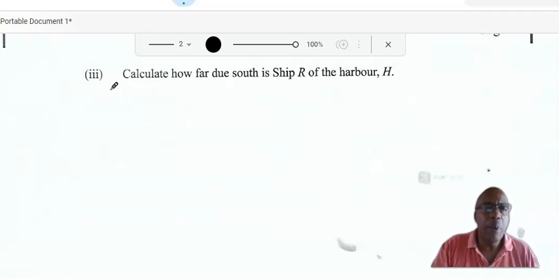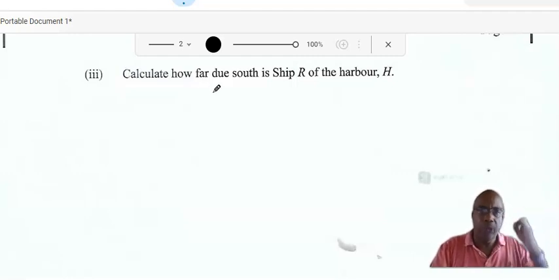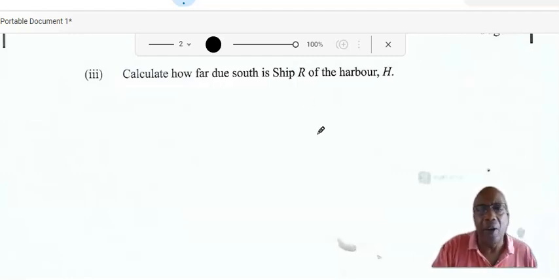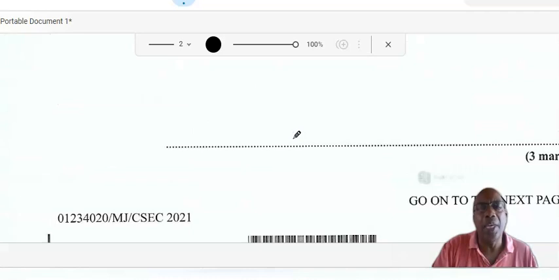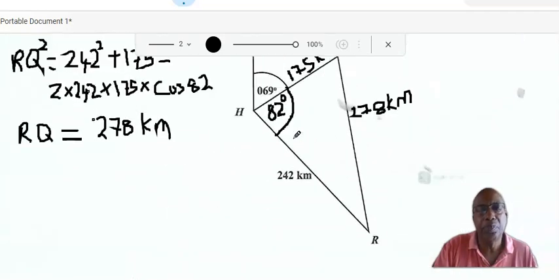So we move on to part 3, which states that we have to calculate how far due south is ship R of the harbor H. How far due south is ship R of the harbor H. So we go back to the sum. That's the harbor H, that is ship R.